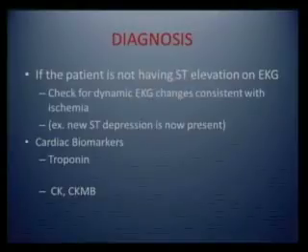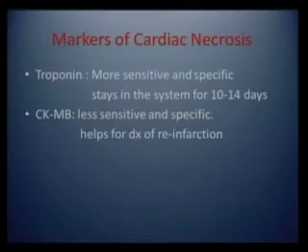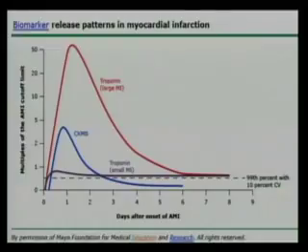So if the patient is not having ST elevation on EKG, check for dynamic EKG changes, and we do the biomarkers. As you know, troponin has prognostic value in terms of death and MI, and it's a very sensitive and specific biomarker. It stays in the system for 10 to 14 days. CK-MB is less sensitive and specific, and helps for the diagnosis of reinfarction. As you see, the CK-MB comes early, but the troponin stays at least 10 to 14 days in the system.